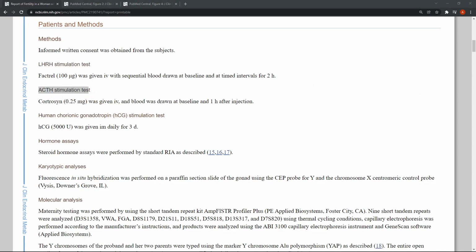ACTH stimulation is another test of hormone releasing. This one is specific to the adrenal glands. This is the, again, just pulling it up, the precise word.